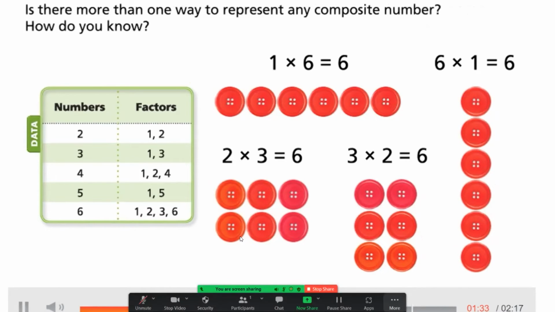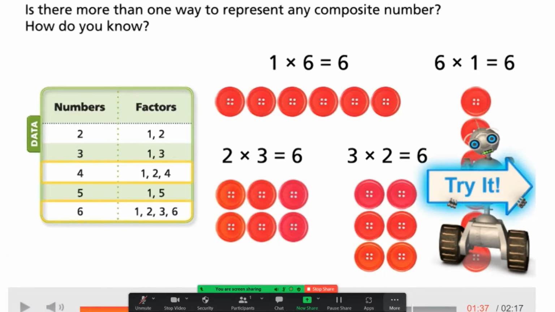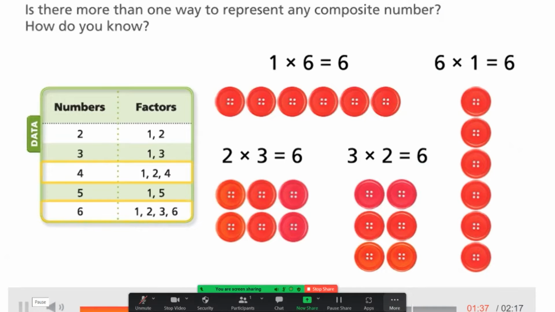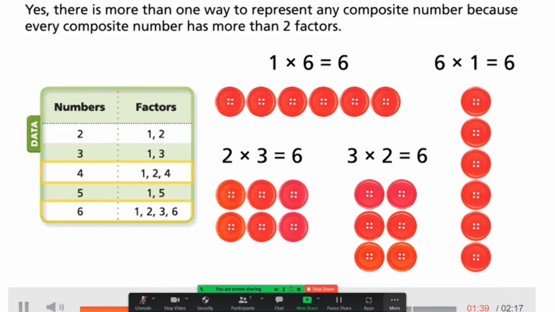Is there more than one way to represent any composite number? How do you know? Yes, there is more than one way to represent any composite number because every composite number has more than two factors.